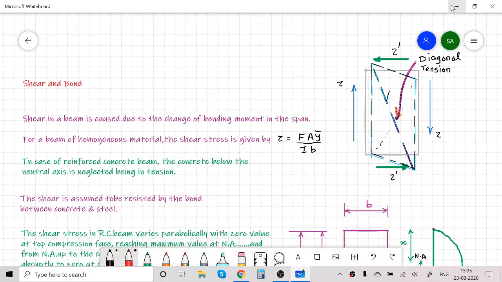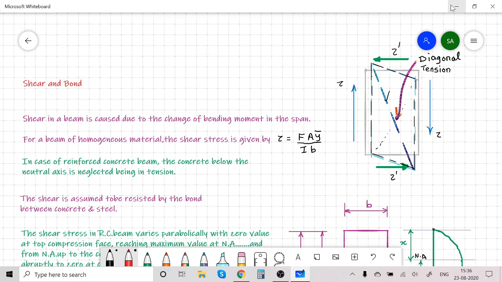Hello student. Today we will discuss the chapter Shear and Bond in RCC design. Now we know that concrete is very weak in taking tension. So wherever there is tension in a member, we must provide steel reinforcement. We must introduce some steel bars which will help concrete in taking tensile stresses.